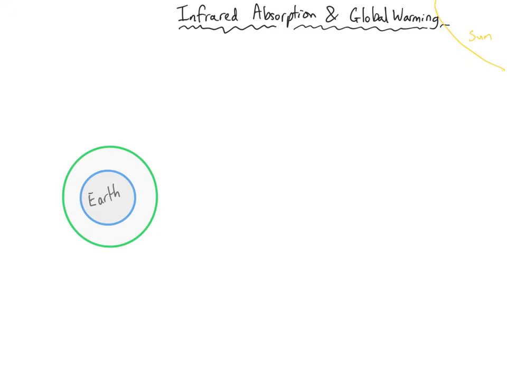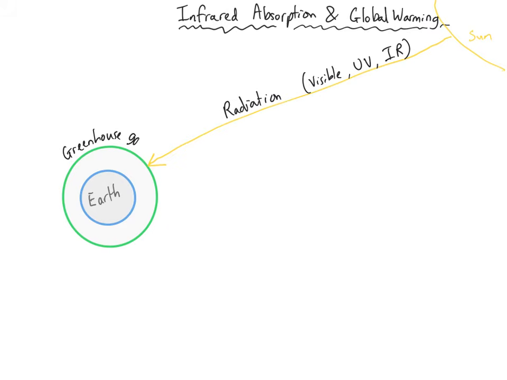You'll probably know that the sun gives out different types of light. It gives visible light that we can see, it gives infrared radiation that keeps us warm, and it gives ultraviolet radiation that we can't see, but we know we need to protect ourselves from using sun cream. So all of these different types of radiation travel through the vacuum of space because they don't need particles, and they reach us from the sun. Now, around the outside of the Earth we have our greenhouse gases, and the greenhouse gases are carbon dioxide, water, and methane.